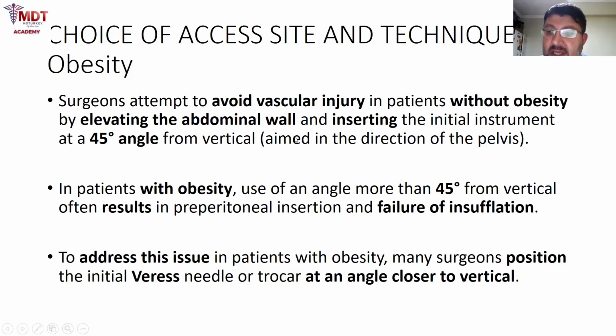We elevate the abdomen in patients who are not obese to avoid vascular injury and insert the Veress needle at a 45-degree angle. But if the patient is obese, this 45-degree angle will not be enough to reach the peritoneum, and we will fail to insufflate the peritoneum. In obese patients, you insert the Veress needle at an angle closer to approximately 90 degrees.